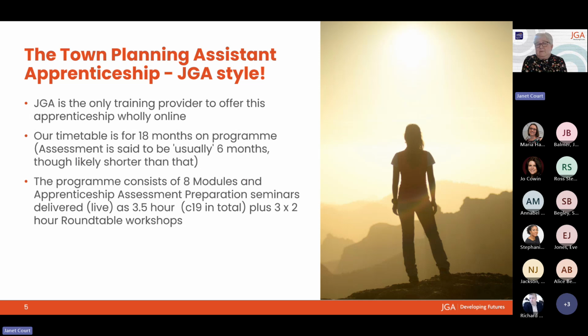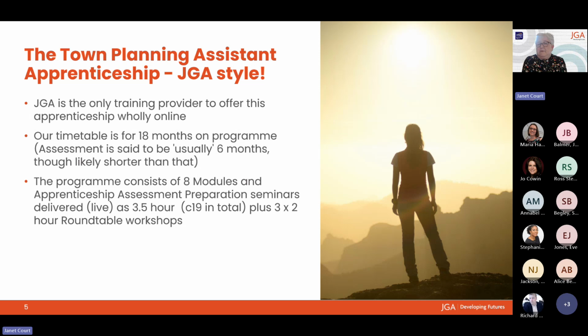So the timetable that we set, if we say 18 months on programme, we'll look a bit later at what that means. But then there are two separate elements: the on programme and then the assessment at the end. The programme consists of eight modules, and then there's the apprenticeship assessment.